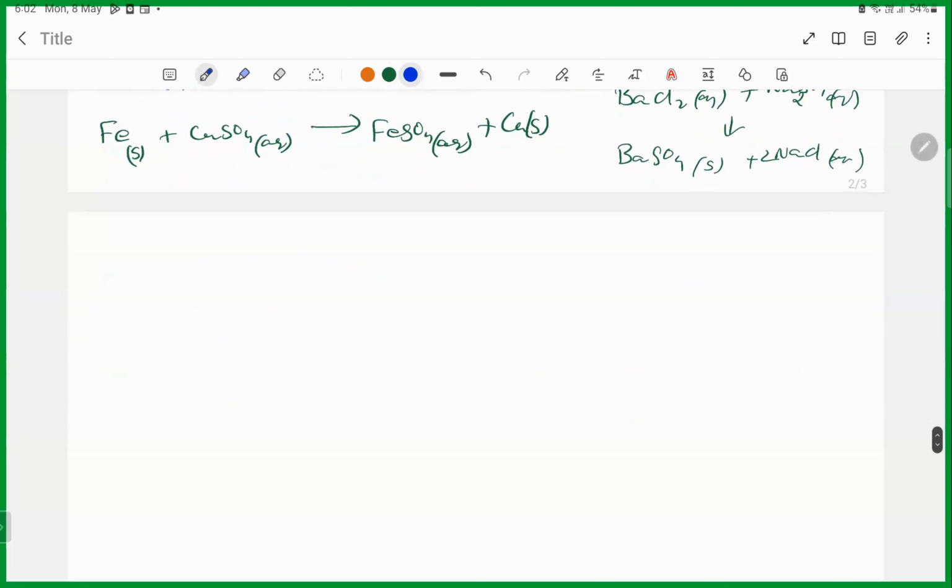Next, in the refining of silver, the recovery of silver from the silver nitrate solution involved displacement by copper metal. Write down the reaction involved. What are they saying? Copper plus silver nitrate gives copper nitrate plus silver. That's all.